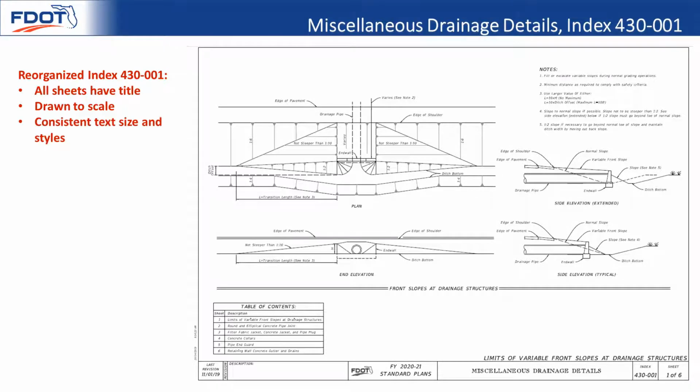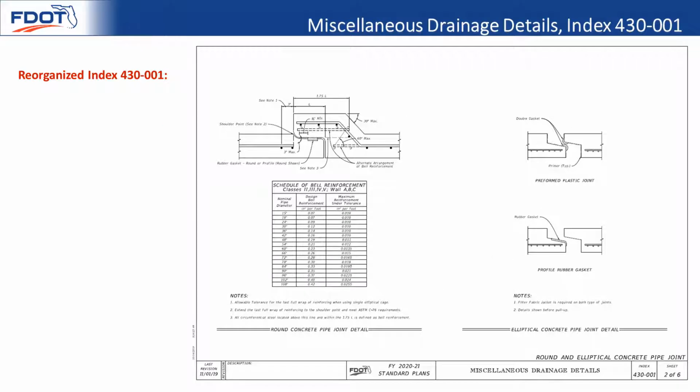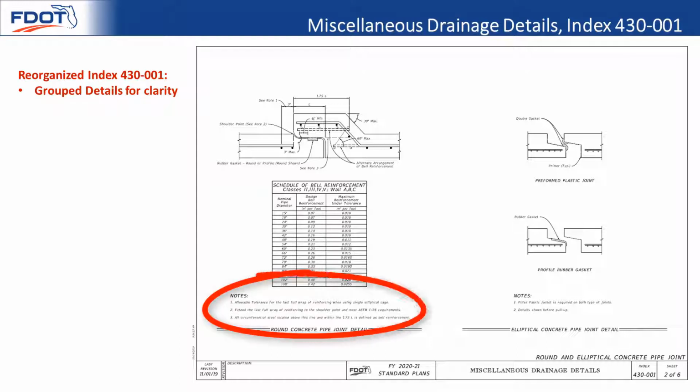In general, the general notes are on the first page of every index. These notes are actually sheet-specific notes because there aren't any general notes for this index. And like I said before, we wanted to group the details together for clarity. So we grouped the like details together. In this case, it was the round concrete pipe joint details, and there were specific notes for these details. So we have these notes listed here. This isn't a general note, it's just for those details. Same thing here.